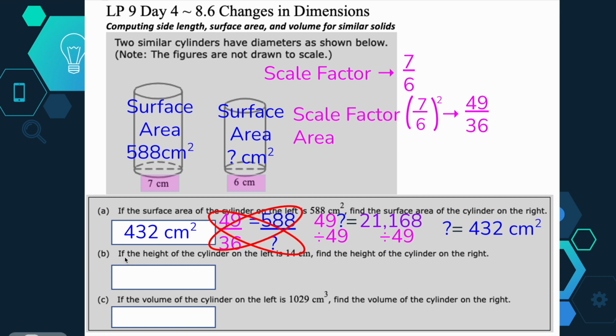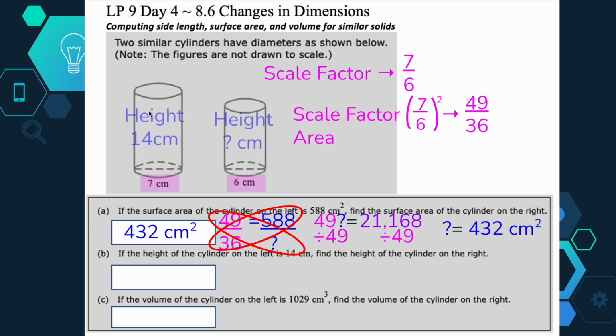So now, if the height of the cylinder on the left is 14 centimeters, find the height of the cylinder on the right. So now I kind of cleared things out a little bit so you can see it. Here we have a height of 14 centimeters. I don't know what the height of this one is. So height is just a regular old measurement. It's just a length. So I'm going to go back to my original scale factor, and that's what I'm going to use for my first ratio. And I'm going to set that equal to the height that I know on the left to the height I don't know on the right. And I'm just using question mark again, because why not?